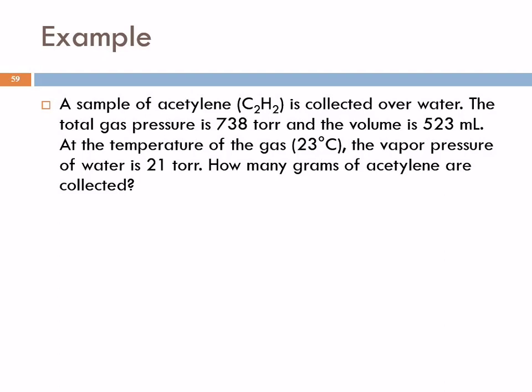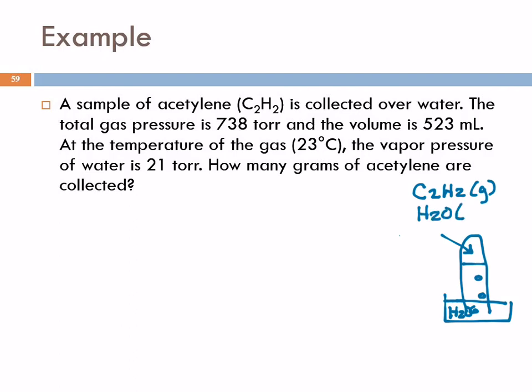Sometimes it's helpful to draw a picture. So I will attempt to draw a picture. I'm going to use blue. We can imagine a dish of water and collecting the acetylene up here. In here we have C2H2. What else do we have? This was bubbling up through here. This is water. We have acetylene gas, and we also have water vapor, water in the gas state.